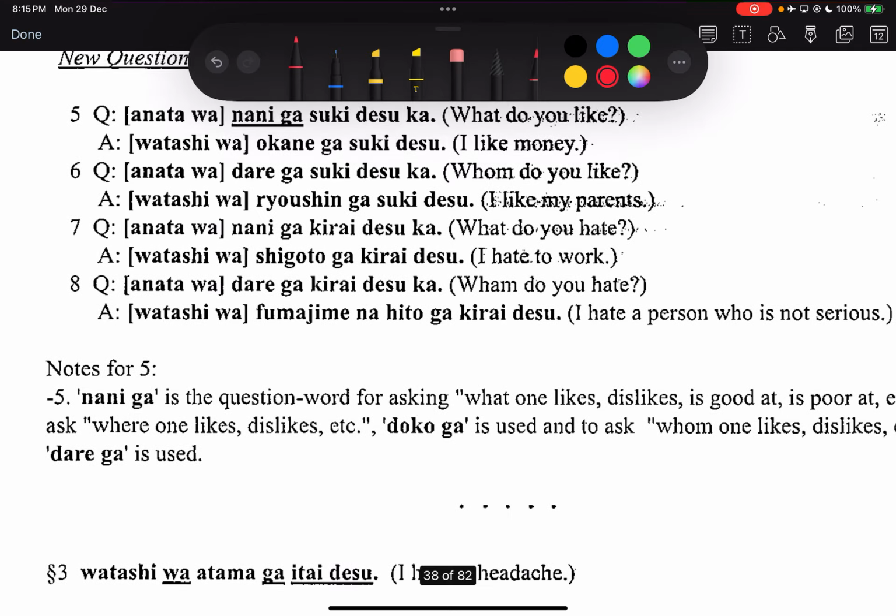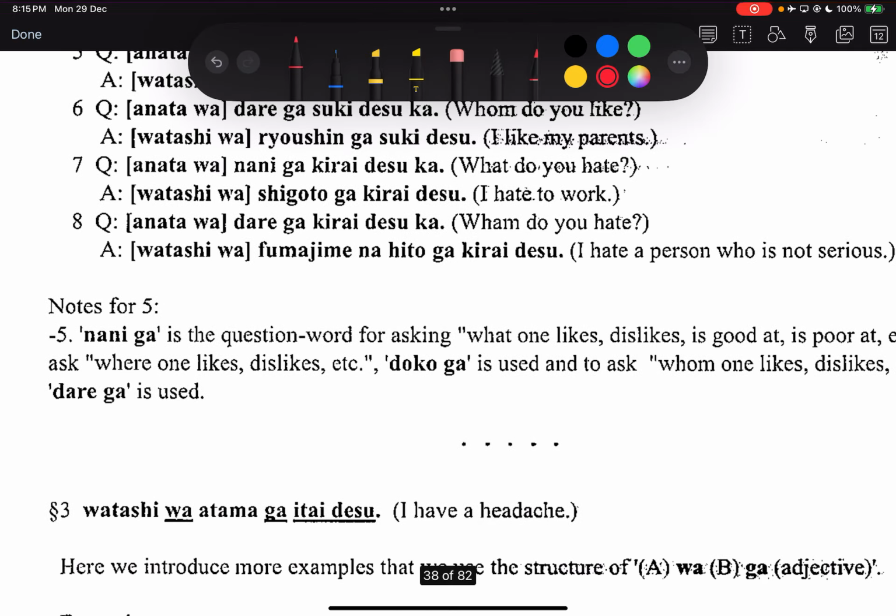Okay, next. Number 7. Nani ga kirai desu ka? So what do you hate? Number 8. Dare ga kirai desu ka? So whom do you hate? Okay, very straightforward.